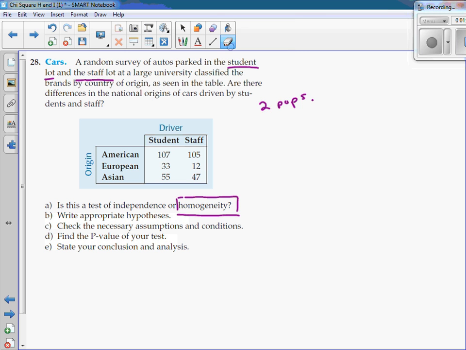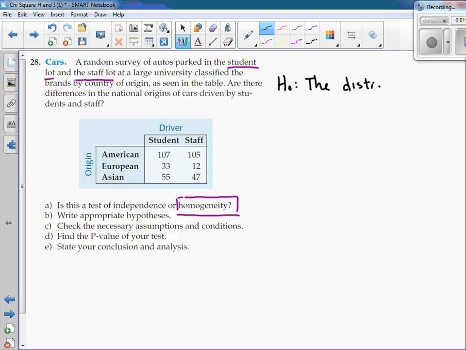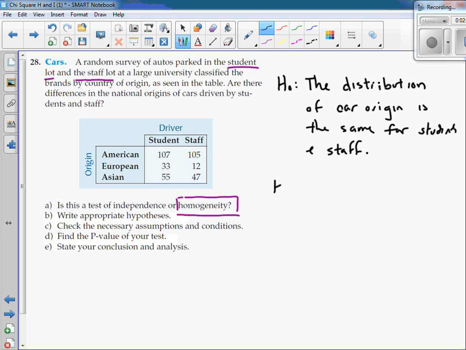All right. In part B, it says write the hypotheses. So this is going to split it all apart for us. Of course, we know that doing a test, all this is involved. When you're doing a chi-square test for homogeneity, you're just seeing if the distribution for both groups is the same, or are they different? So in this case, the null hypothesis is the distribution of car origin is the same for students and staff. And then the alternative is that the distribution of car origin is not the same.